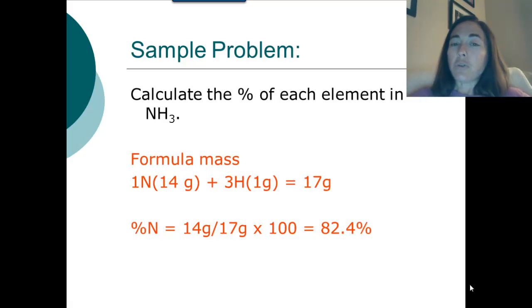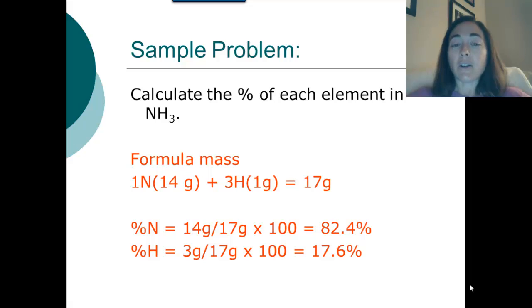Out of that total 17 grams of mass, how much of the 17 grams comes from the hydrogen? In the molar mass calculation, you see that it's 3 grams. So the percent hydrogen that's shown here is 3 out of 17 times 100 to make it a percent. You get 17.6%. Those two percents also add up to 100, so I think we did that correctly.